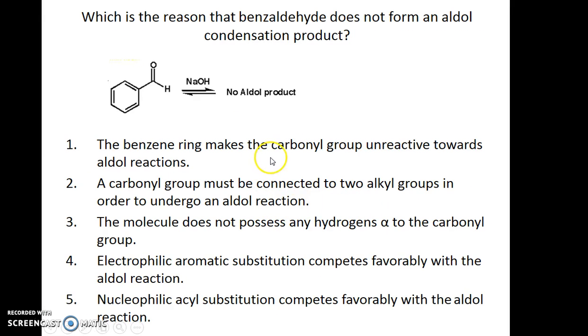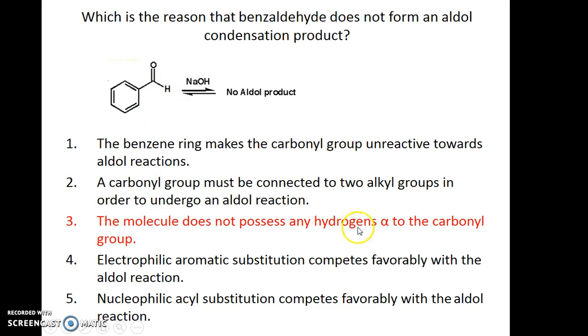So what is the reason that benzaldehyde does not form an aldol condensation product? Well, you can read through all of these, but the reason is because there is no alpha proton here. There's no alpha proton on either side of the carbonyl. So the molecule doesn't have any hydrogens alpha to the carbonyl group, so no aldol condensation is possible.